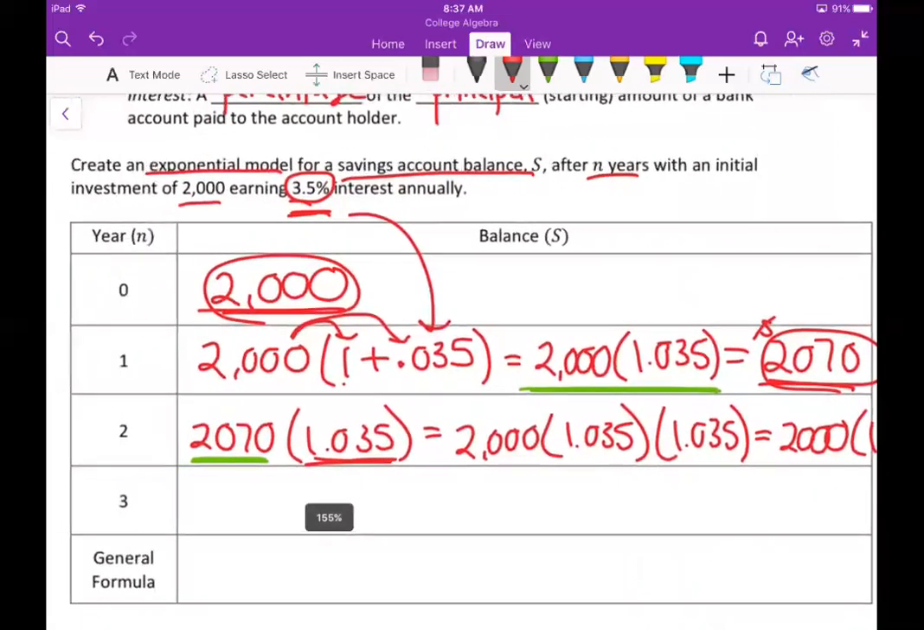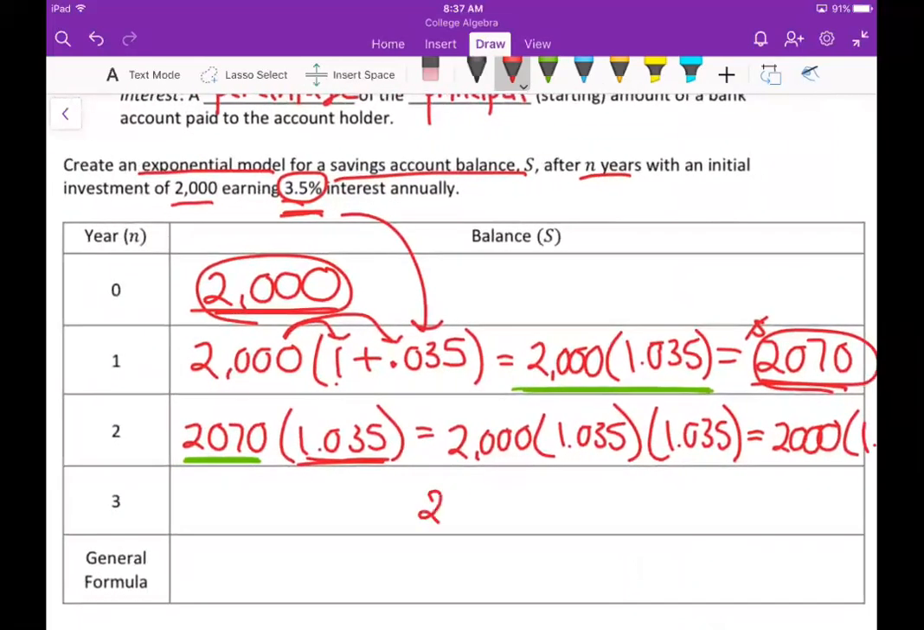So if you can see that trend now, then after 3 years, we'll take that $2,000 and take it times 1.035 how many times? 3 times. And we'll end up there with $2,217 and, rounding to the nearest cent, 44 cents.